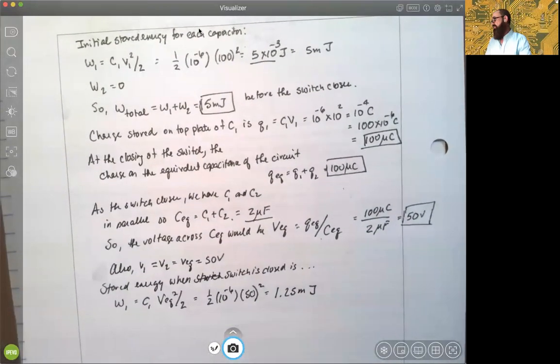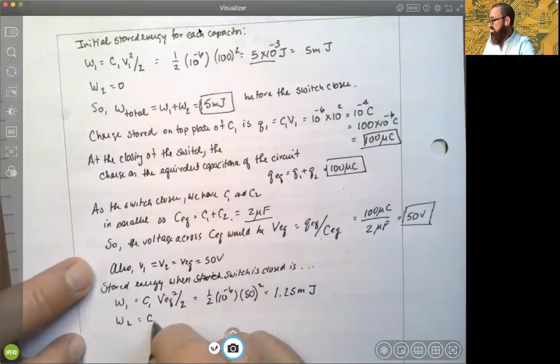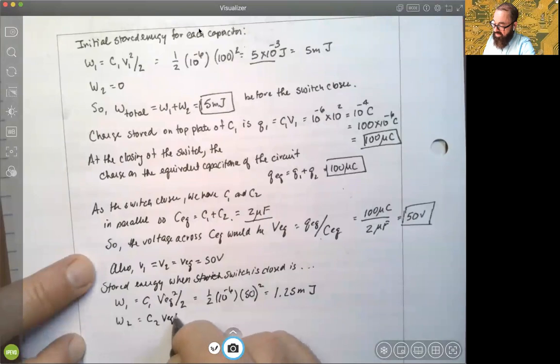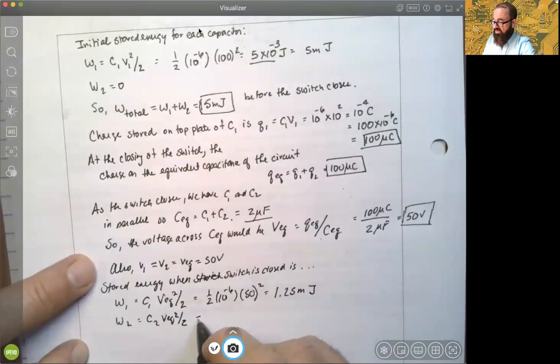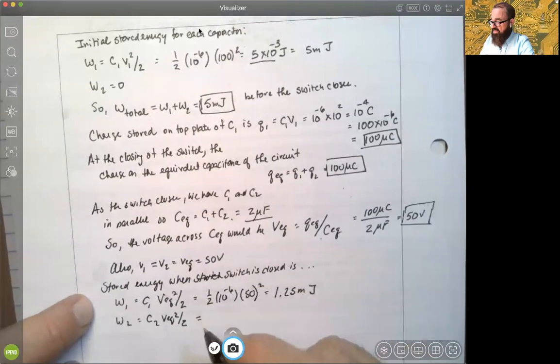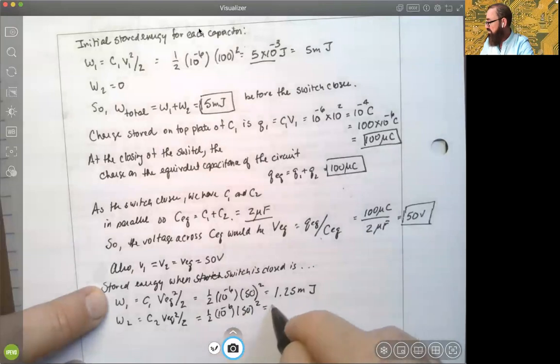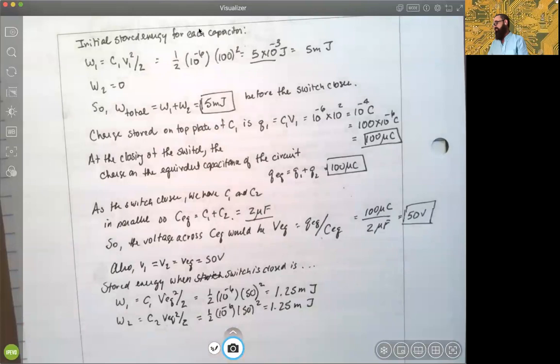So that's what you would have on the first one. But the nice thing is you're then sharing the voltage with the other one. So it's C2 times the equivalent voltage after the equivalence. And because you only have one circuit element there, one capacitance, we could call it whatever we want to call it. So we're just calling it V_eq, right? So this will be 1/2 times 10 to the minus 6, also 50 squared. So they're the same, 1.25 millijoules. Right?